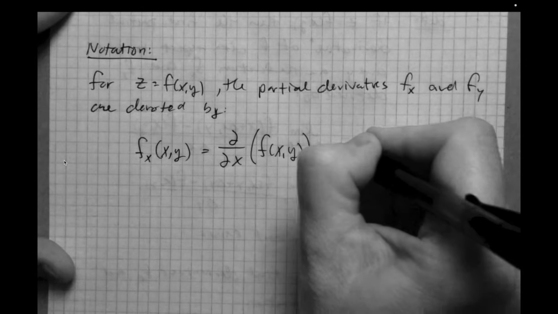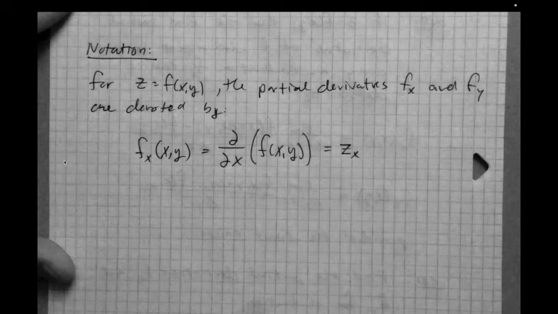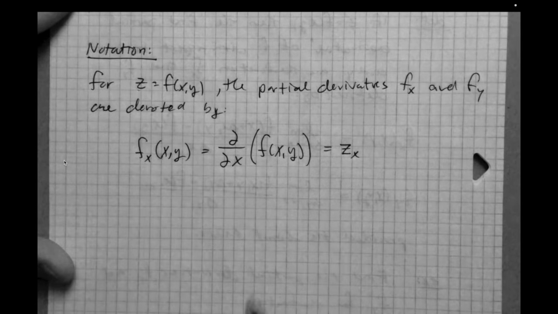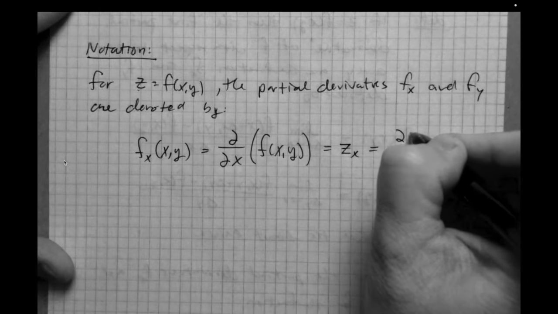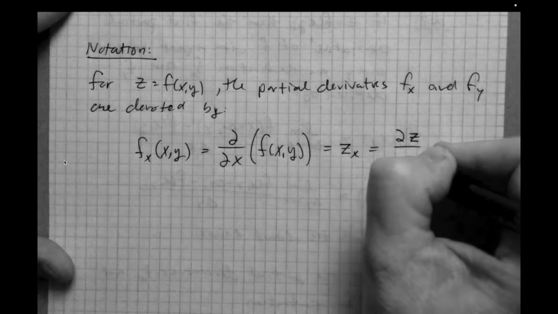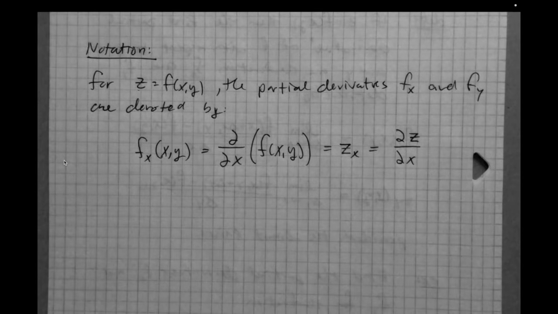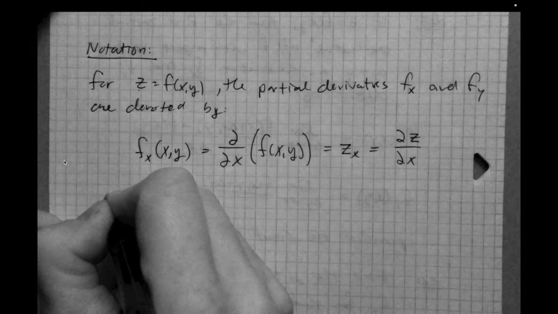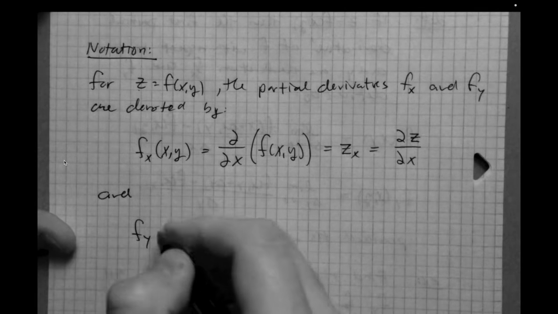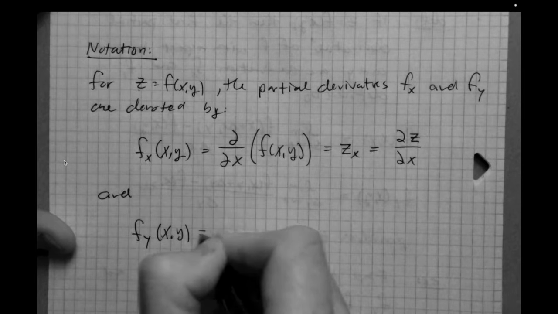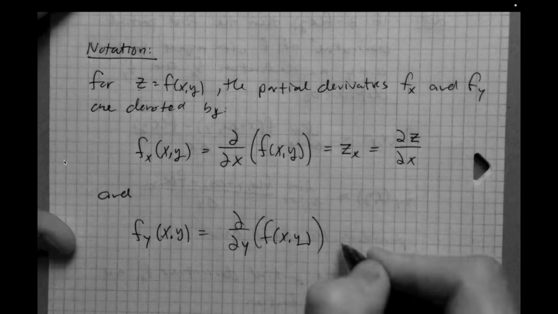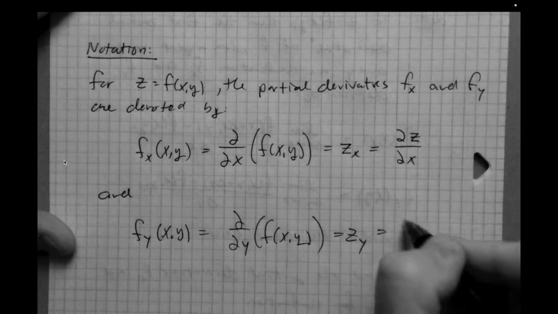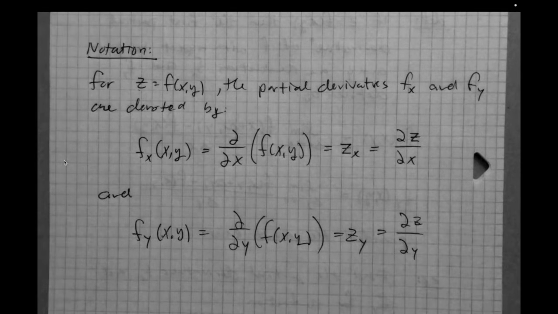Right, and this just indicates a partial derivative with respect to x. Okay, another way to write it would be to say z sub x, right? So z is equal to f of x, y. And then yet another way would be using the del notation again. You'd get del z over del x like that. Okay. And of course with y, you would have the same thing. f sub y of x, y, del f del y, z sub y, or del z del y. Something like that.